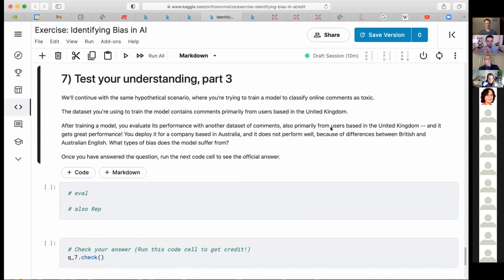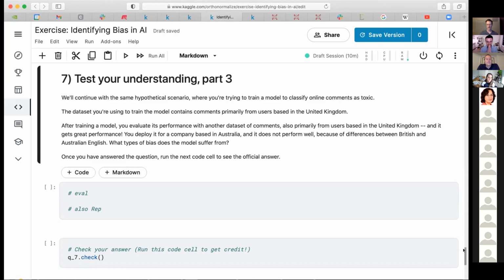Test your understanding, part 3. We'll continue with the same hypothetical scenario. We're trying to train a model to classify online comments as toxic, and we're looking at data from the UK, and you're evaluating its performance with another data set, also from the UK, and it gets great performance. Then you deploy it for a company based in Australia, and it does not perform well because of differences between British and Australian English, and maybe a lack of sarcasm detection. I don't know. What types of bias does this model suffer from?